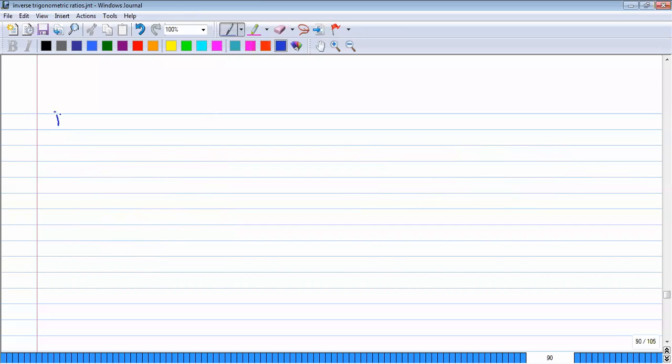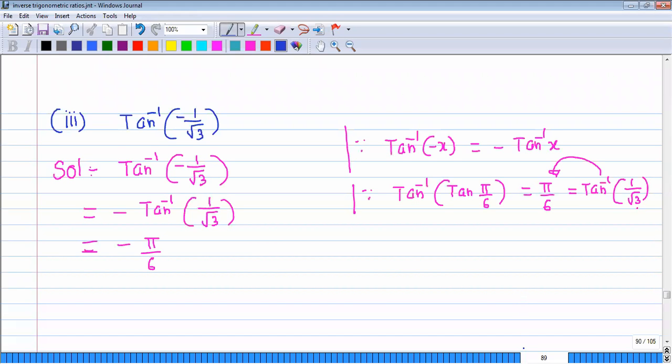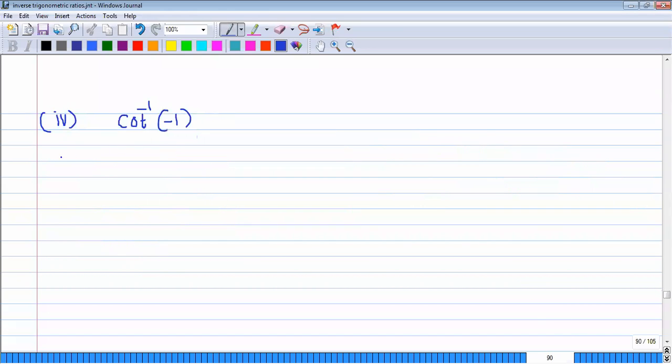So fourth problem. This is cot inverse negative 1. See, cot inverse of negative 1.